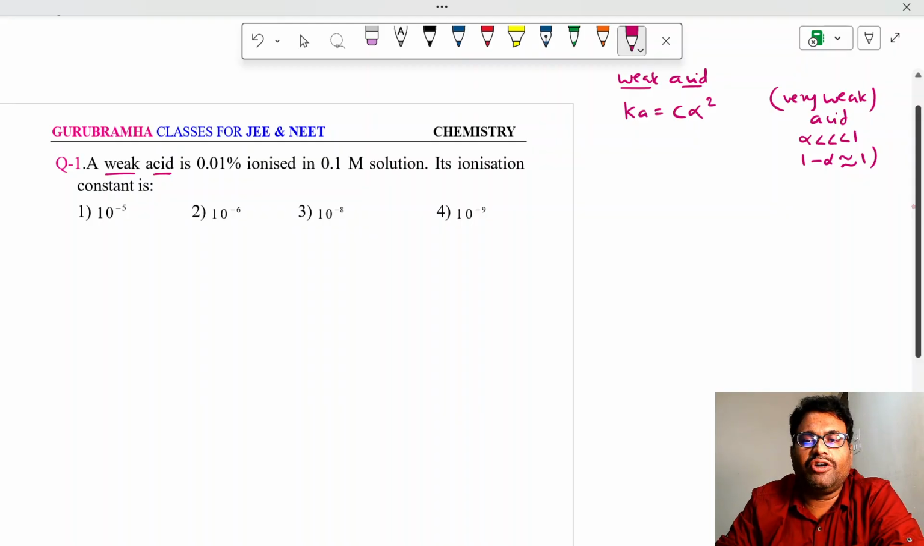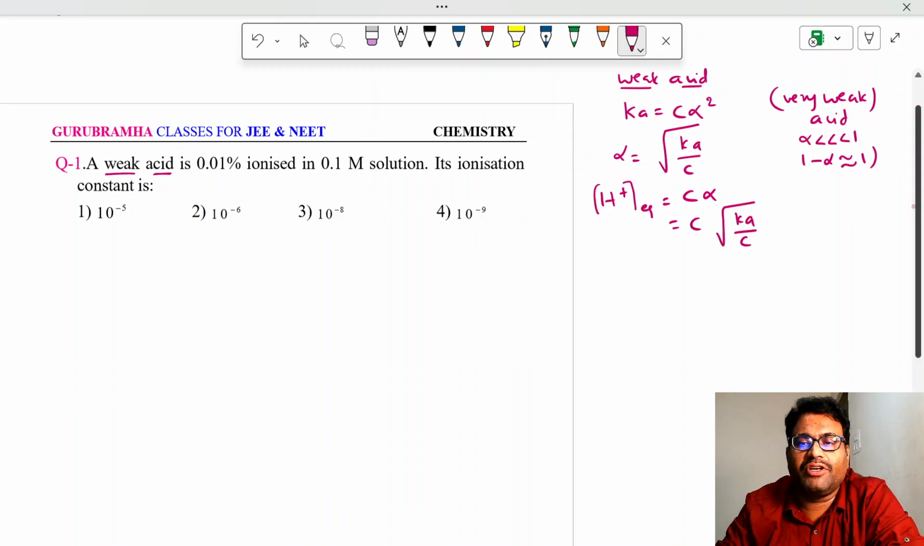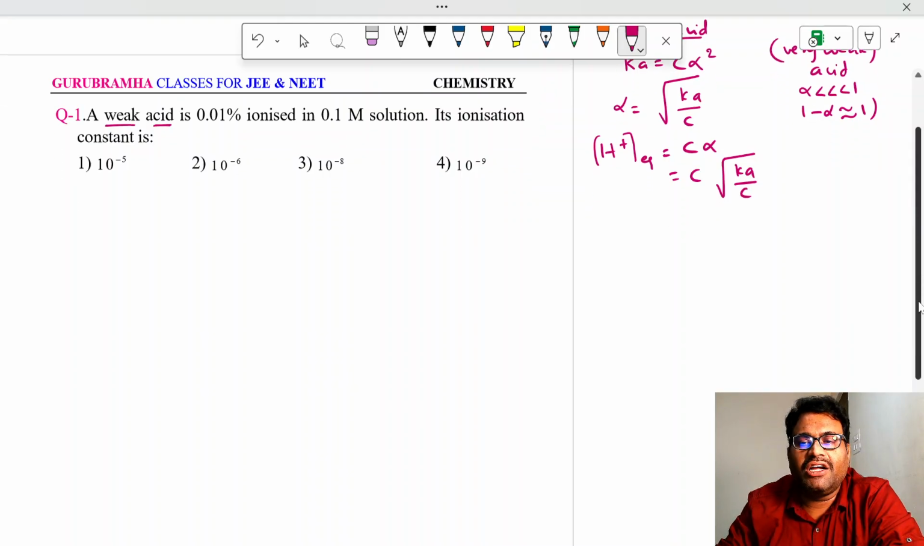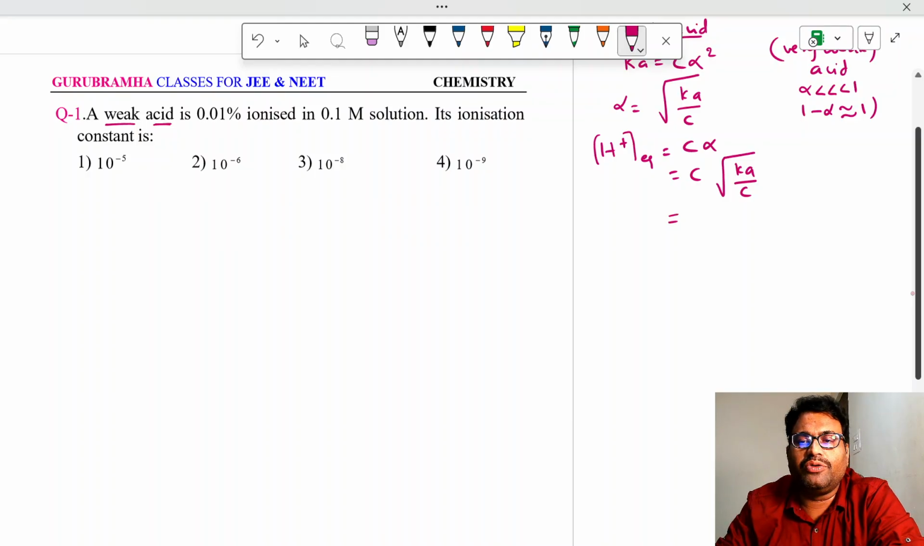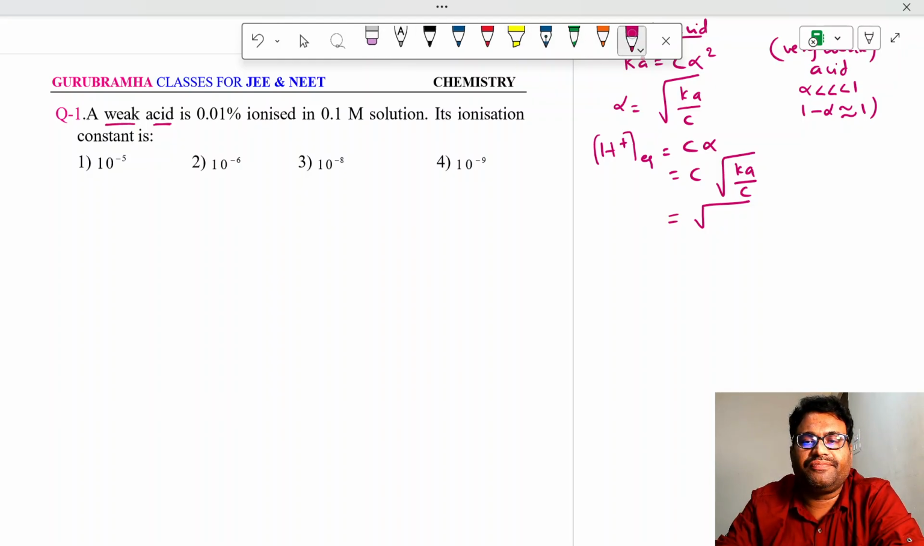Now what you get? Alpha is equal to root Ka by C. And for a weak acid, we have studied that the H plus ion concentration at equilibrium is equal to C alpha, and that is equal to C into root Ka by C, because alpha we have already derived as root Ka by C, which is equal to root Ka into C. This is the H plus ion concentration at equilibrium.